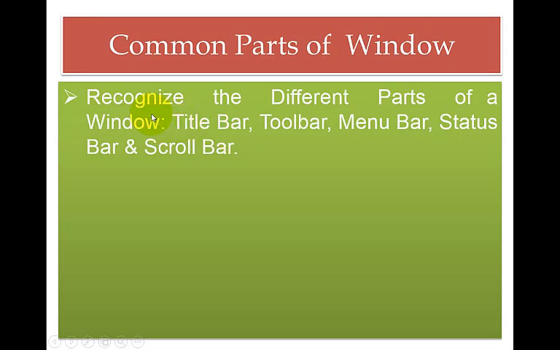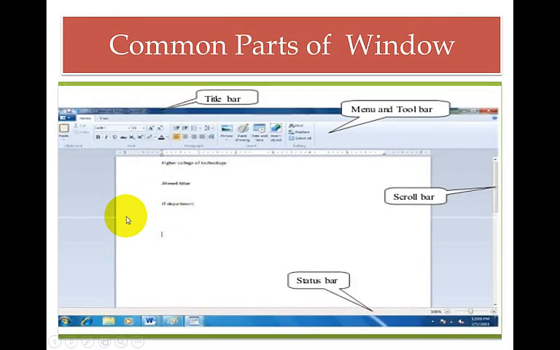So we want to recognize the different parts of the windows. So title bar, toolbar, menu bar, status bar and scroll bar. For example, let us consider this Word window. Here we have this title bar where we give the title, the name, and this is menus and toolbar. Here we can see all the things that are present. We can call it menus and toolbar. And this one is a scroll bar and this is called a status bar.